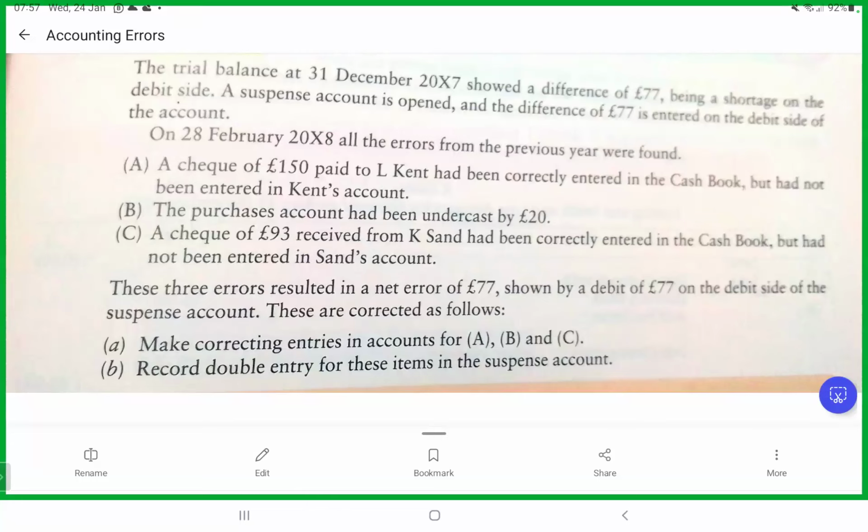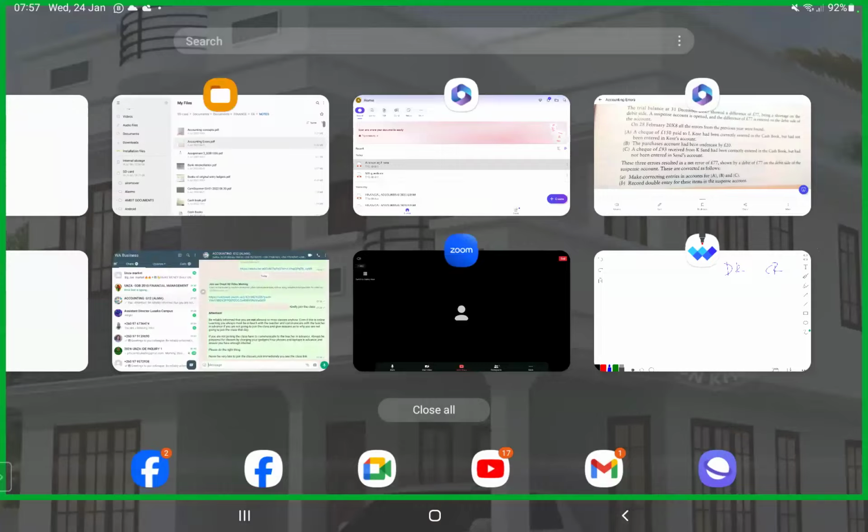So the question is, who gave? If Kent's account received, who issued the check? We don't know. So we have to use the suspense account. So we debit what? We debit Kent's account. Debit Kent's account. And then credit the suspense account.